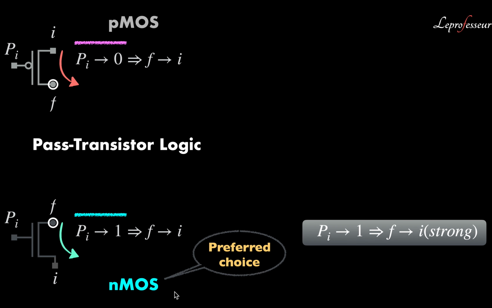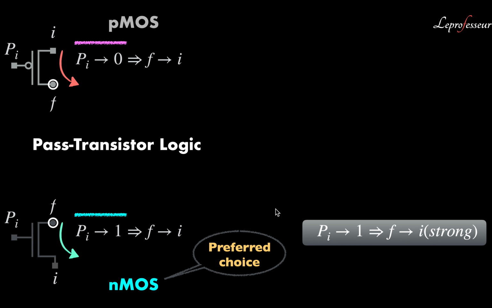We prefer to use NMOS for various reasons. First reason, one can say, is the mobility of the carriers. For PMOS, it is holes, and for NMOS, electrons, which are faster than holes. So it will be a faster switch for NMOS. And the area of PMOS is roughly double that of the NMOS, right? So for various reasons, NMOS are preferred.